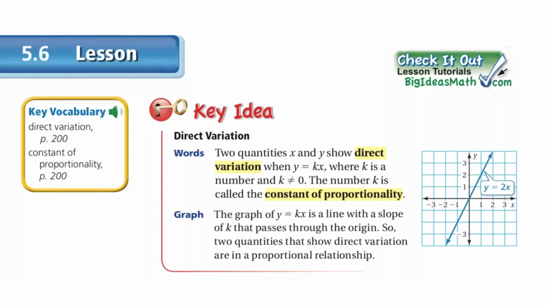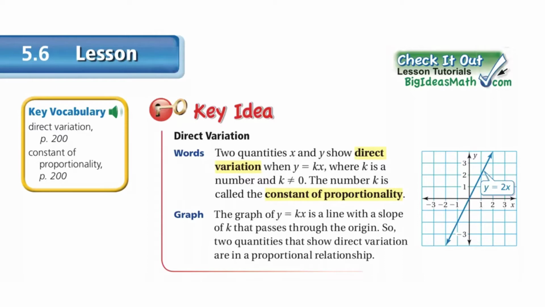It says direct variation: two quantities, x and y, show direct variation when y equals kx. So we still see the y and the x there, but now we've introduced this k. And k, it says, is a number, and it can't be 0. The number k is called the constant of proportionality. It's also the slope of the line. The graph of y equals kx is a line with a slope of k that passes through the origin.